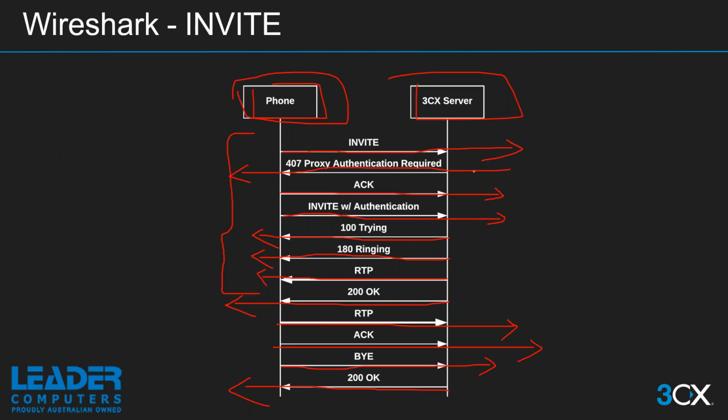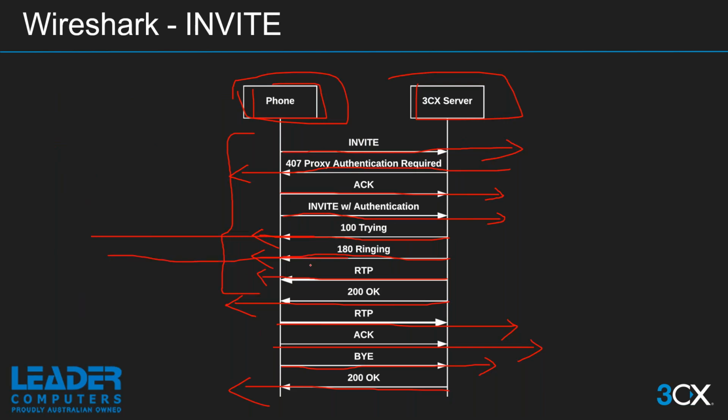So it's sending an invite, the 3CX server asking for authentication, and the phone says, yes, I acknowledge, I'm sorry for that, and I'm sending you another invite with the authentication details. And the 3CX server says, okay, now the authentication details are correct, and now I'm trying to ring the handset, and yes, it started to ring.